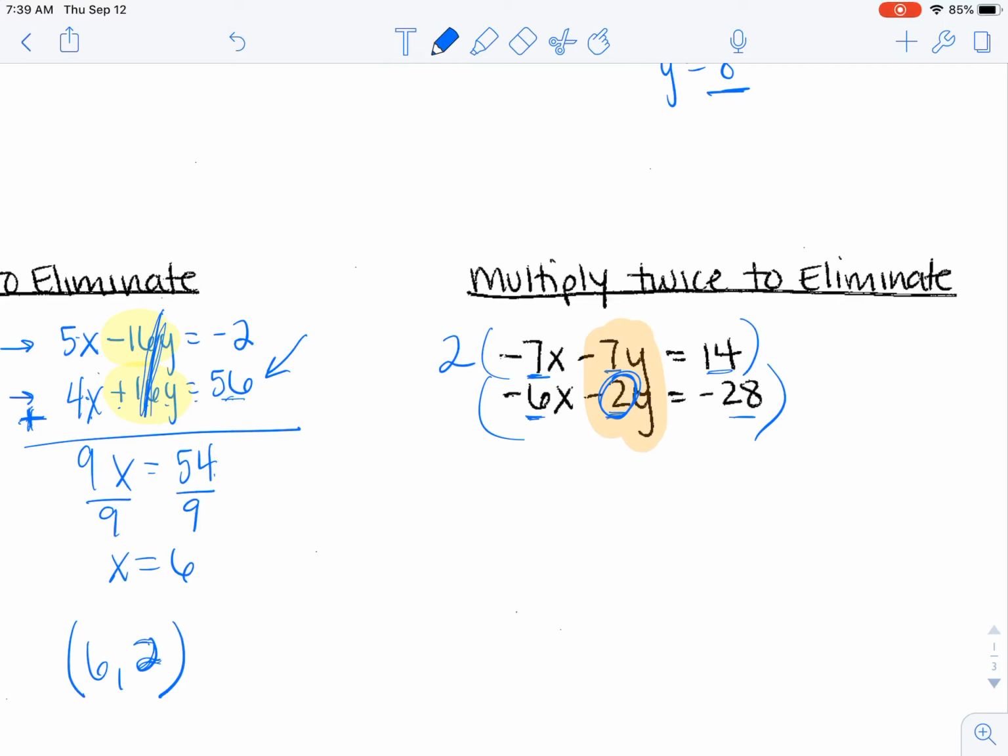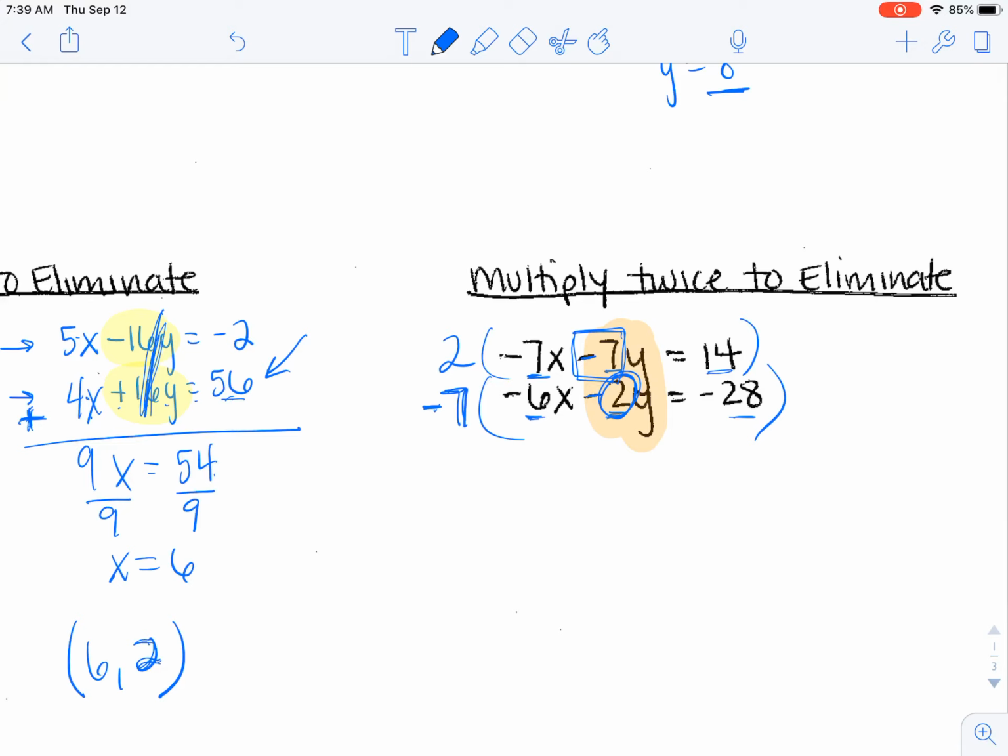And then the bottom equation, I'm going to multiply by the number that's in front of the y in the first equation. So this is negative 7. Notice that I made this one negative and the first one positive. By making them opposite signs, I'm going to make my y values opposite signs so I can add to eliminate. So the second one is a negative 7 here because I want to make this a positive y so that I can add to eliminate.